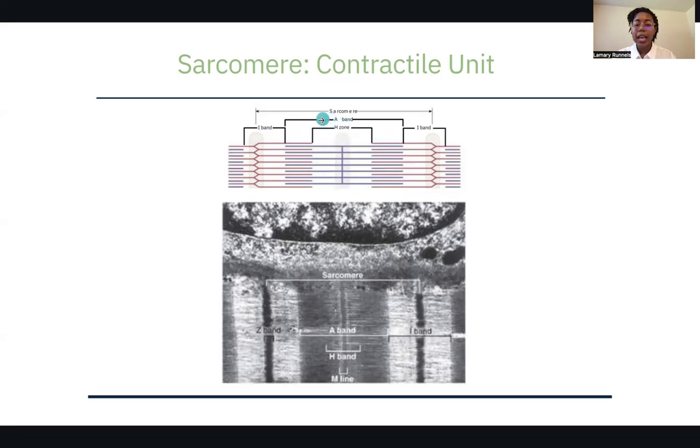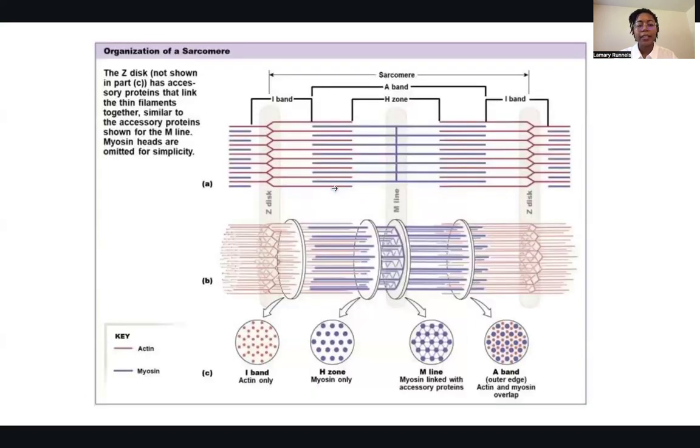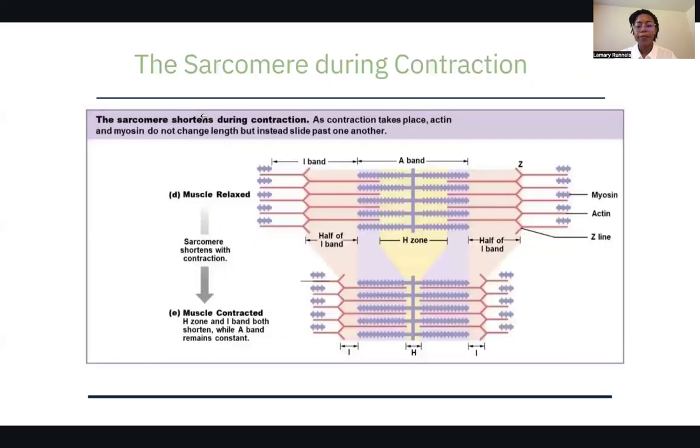So inside of the A band is the H zone, and that would be this clear region, but it's only where myosin filaments are. And then the M line is right there in the middle. And this is just another diagram showing you the organization of the sarcomere.